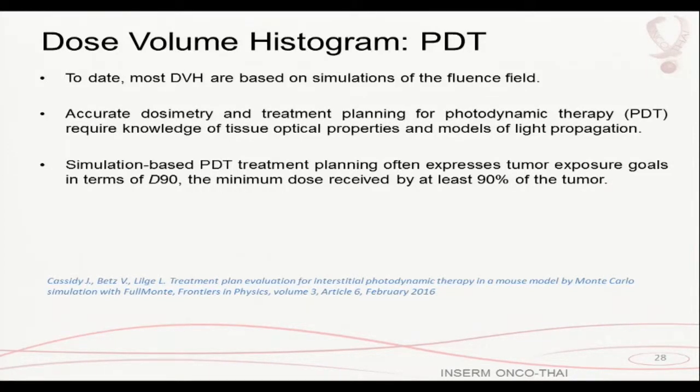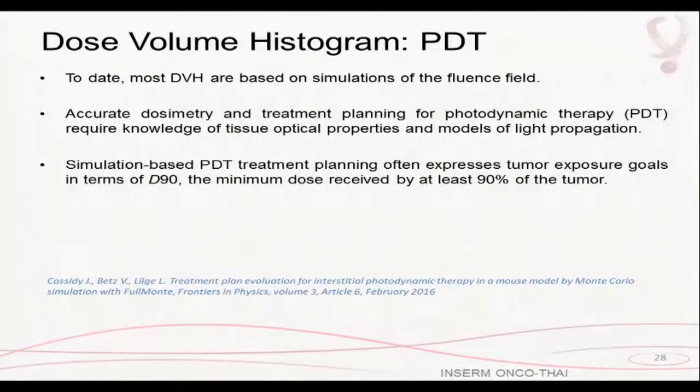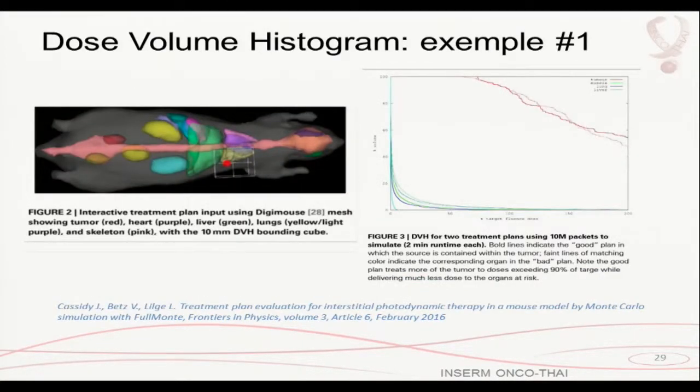Doing that, we can perform this simulation, and there is a very important representation, which is the D90, the minimum dose received by at least 90% of the tumor. There is a good group here in the PDT community, the group of Lothar, who has done very interesting work. Cassidy is here in the audience, so if you need a specific answer, you have the author of that paper.